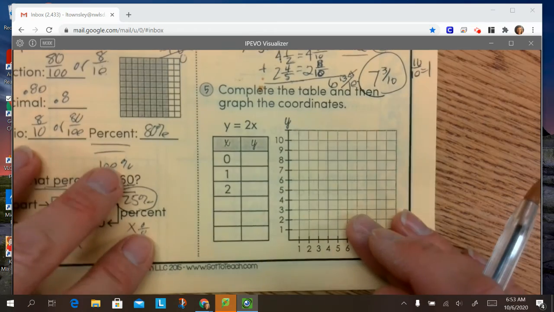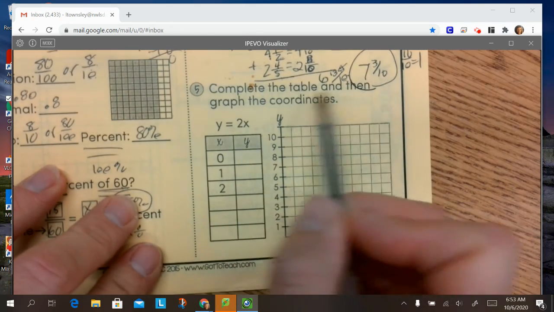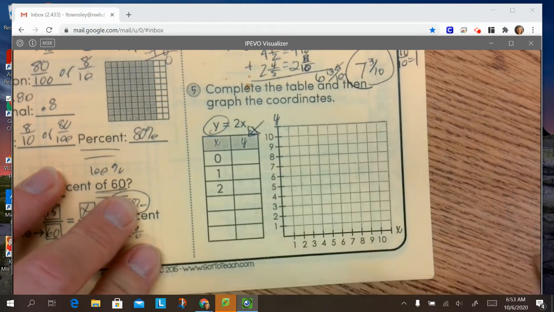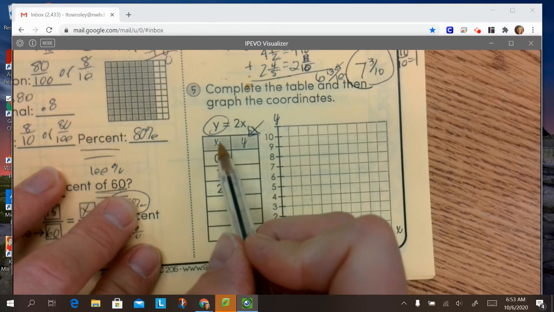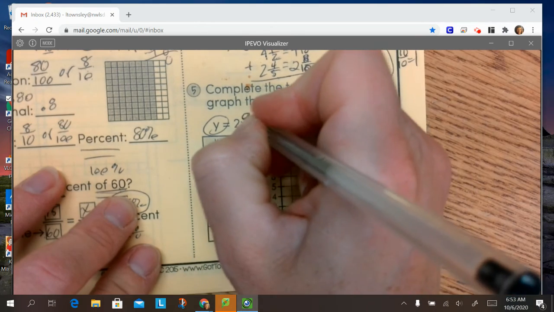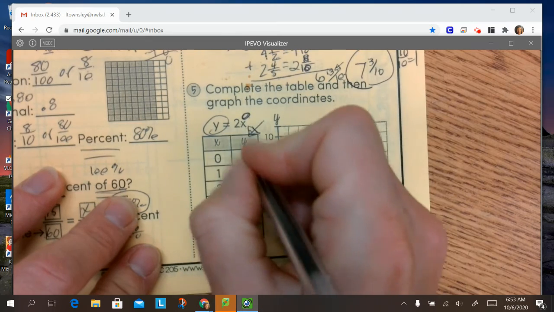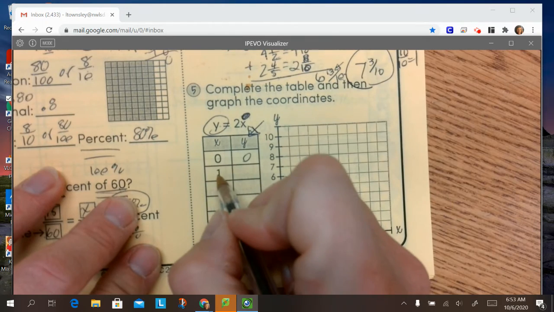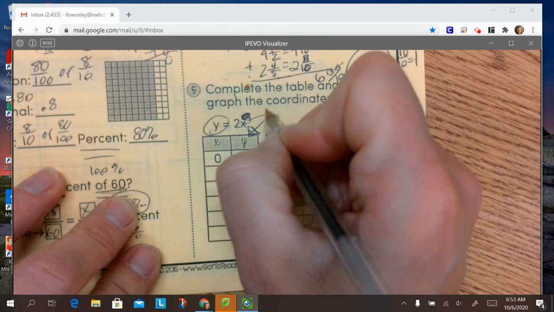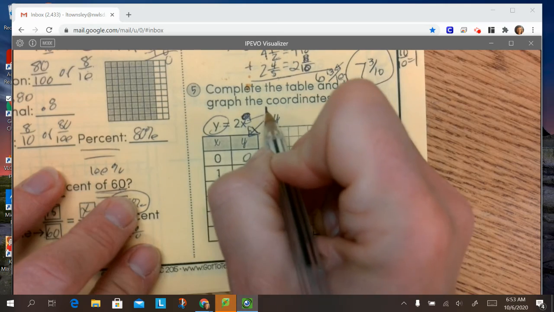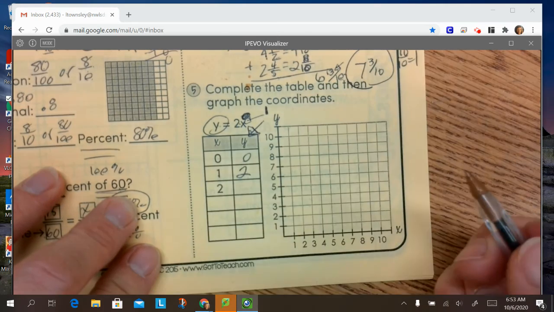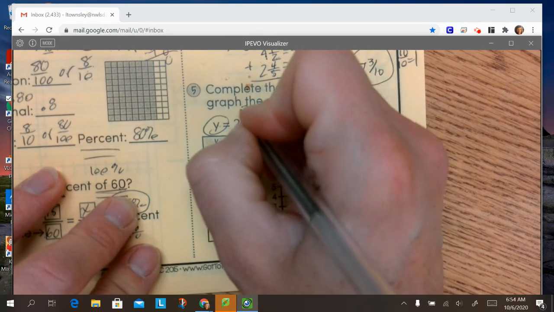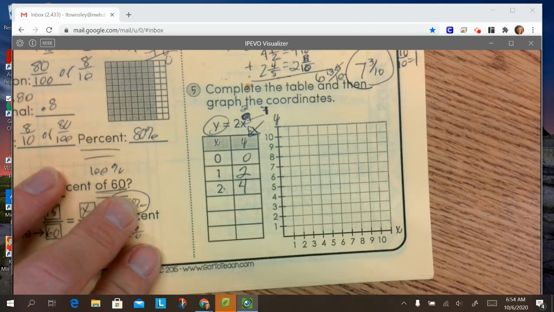All right, last one. You guys are doing great. Complete the table and then graph the coordinates. So if y, whatever's in your y column, equals 2x, you want to go ahead and solve for it. If x is 0, 2 times 0, then y would be 0. Now they're saying if x is 1. There's invisible math there. So 2 times 1 is 2, then y would be 2. Next one. If x now is 2, 2 times 2 is 4. So then y would be 4.